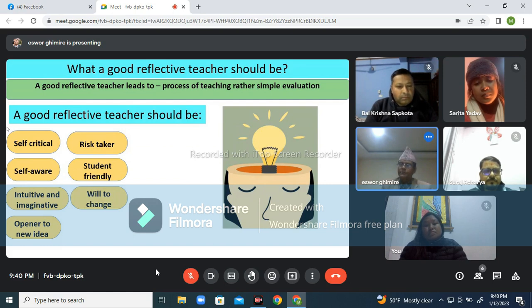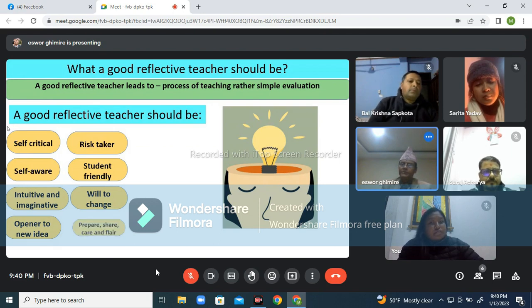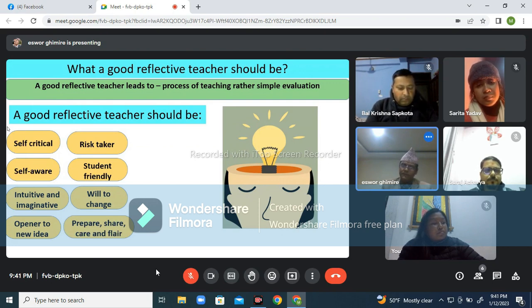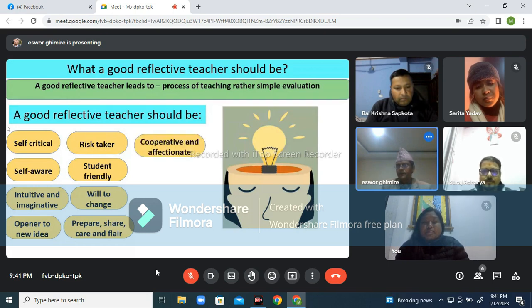He should have the will to change. That means a reflective teacher should be studious. He should have willingness to change. He should prepare, share, care, and flair. Never be discriminate. He should always be prepared. He should always study. He should share the knowledge. He should care for students, and he should have flair, a cooperative and affectionate, always cooperative personality.